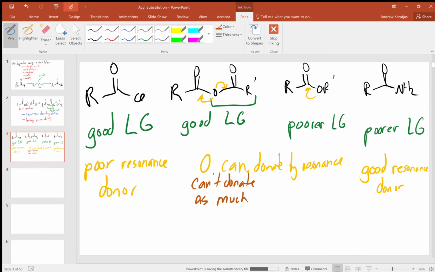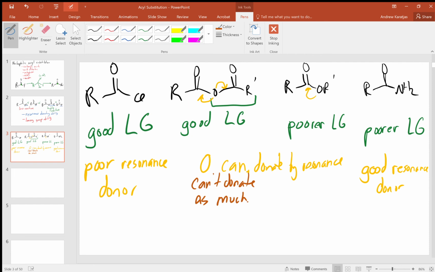And so we can see all the way on the left side, the acid chloride, which we said is a good leaving group, poor resonance donor, has both the features that we want for it to be very reactive. Whereas when we get to the amide, we have exactly the opposite. We have a very good resonance donor and a much poorer leaving group.